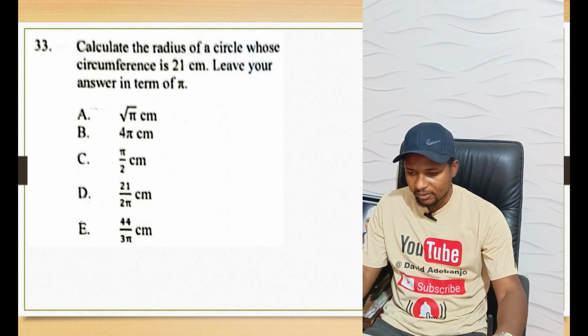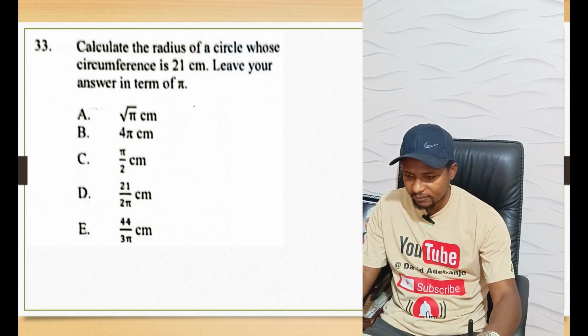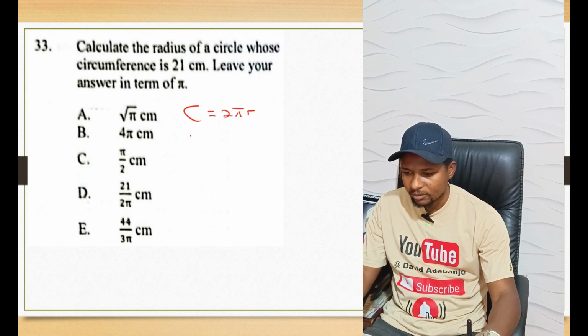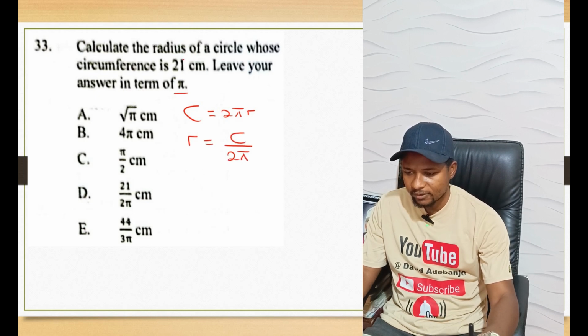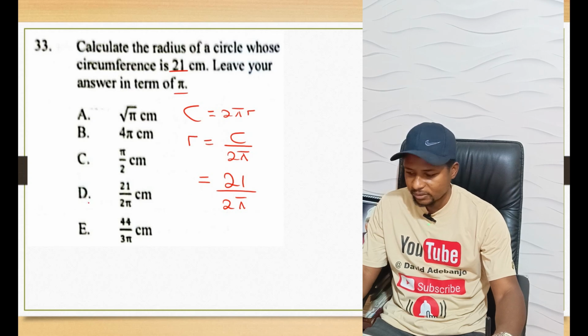Number 33, calculate the radius of a circle whose circumference is given. They gave you the circumference and they're talking about the radius. So you recall circumference is 2 pi r, and I'm looking for the radius. So the radius will be circumference over 2 pi. You have to leave your answer in terms of pi. The circumference is 21, so substitute all of these. That's 21 over 2 pi, and that is it. So your answer is D.